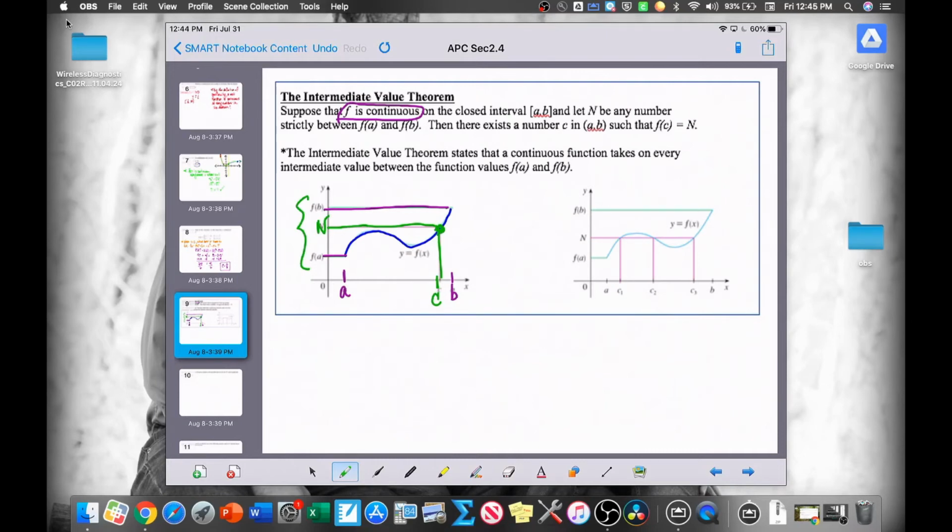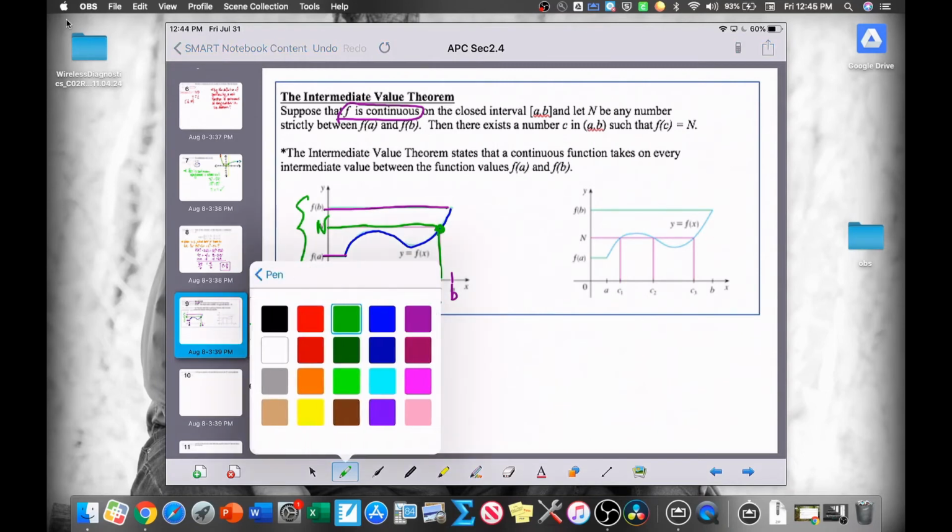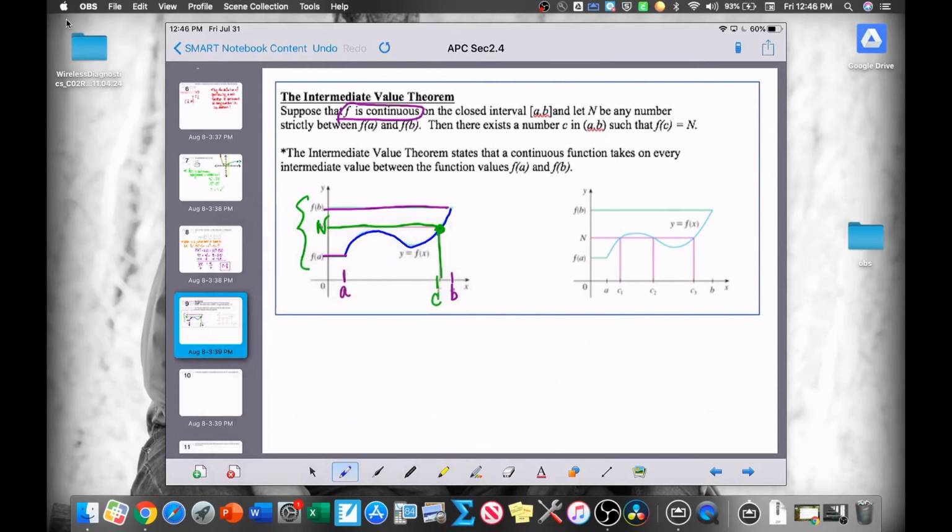The second picture just shows you another situation where our function is still continuous. We just have a different c value this time. And so you can see that in this case, we have two c values where our function has an output value of n in between a and b. Same idea, two different illustrations of the intermediate value theorem.